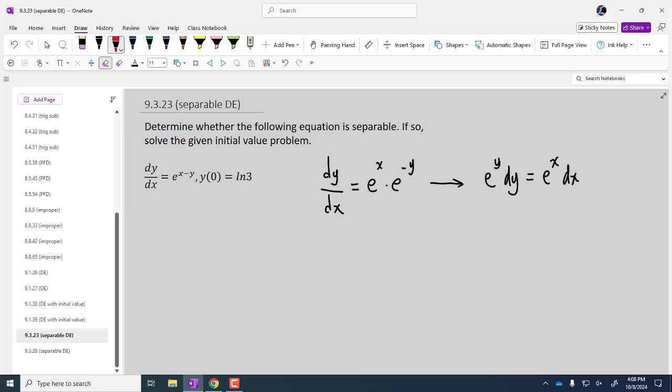Okay, everybody agree on this separation? Which kind of makes sense. Because this is a subtraction in the numerator exponent, we can make that e to the x and e to the negative y. When we multiply, we add the exponents, so we'll get x minus y. And then we can move the y's to the left by multiplying both sides by e to the y, move the dx to the right. And now we integrate both sides.